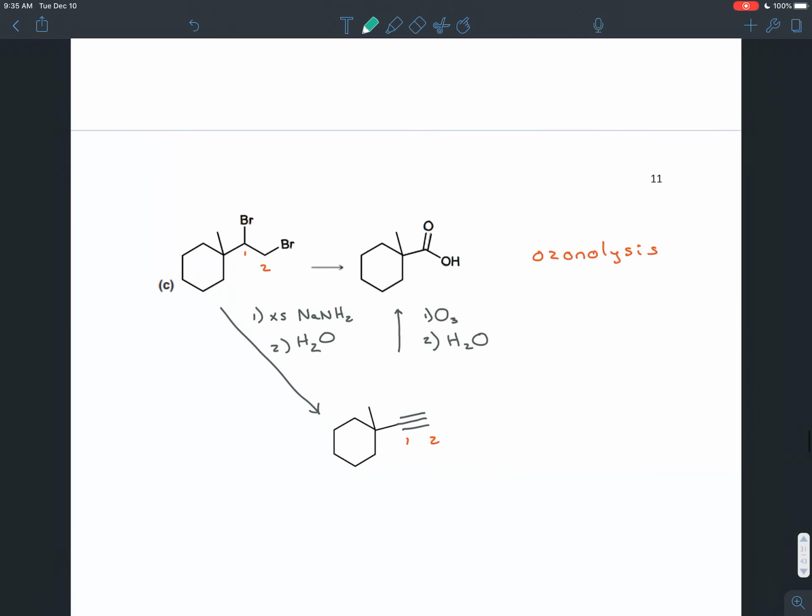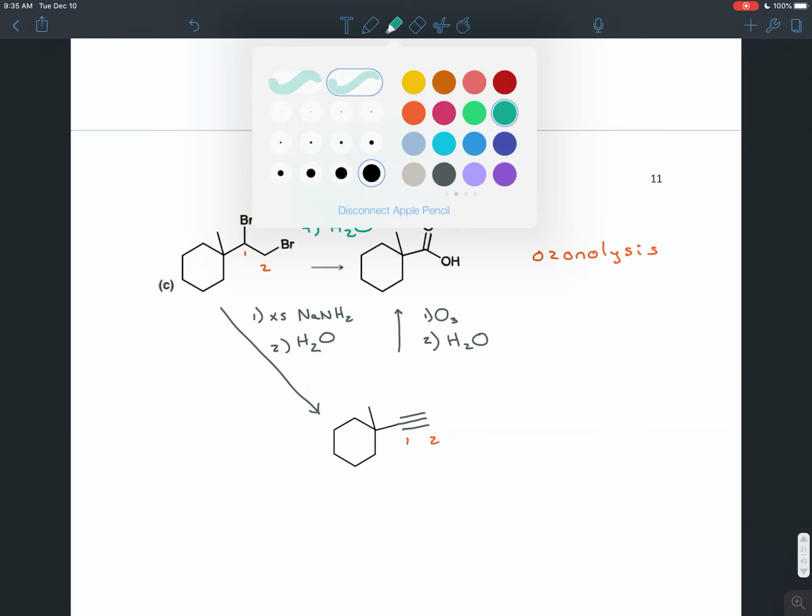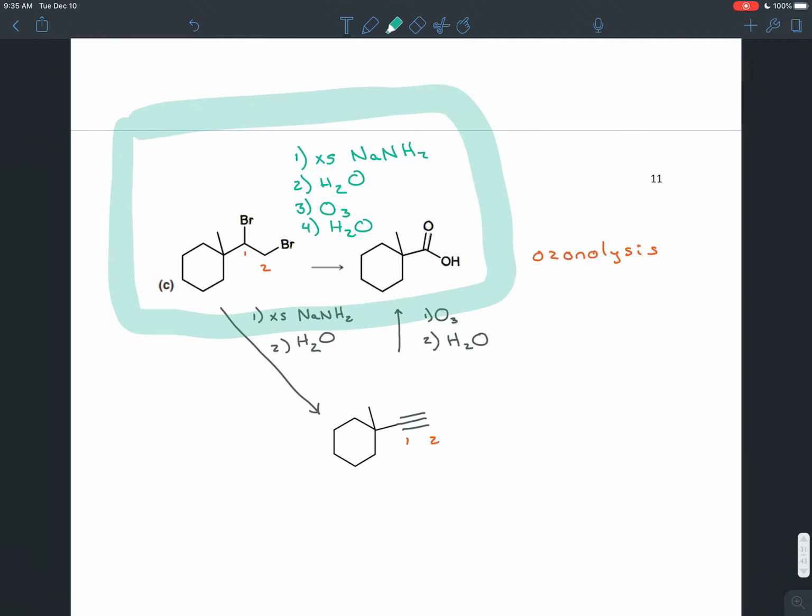So overall, you'd have 4 steps for the synthesis. First, you'd treat it with excess sodium amide, followed by water. That will turn this vicinal dihalide, you have 2 halogens on neighboring carbons, into this alkyne. And then you can get rid of one of those carbons. You can saw it off the molecule by doing ozonolysis. So that always involves ozone in the first step. Because you're doing it on an alkyne, you have water in the second step. And so that recipe would accomplish that transformation.